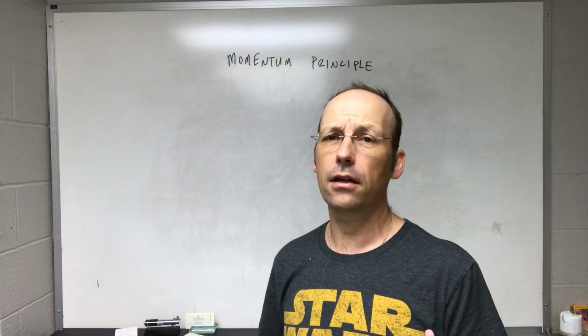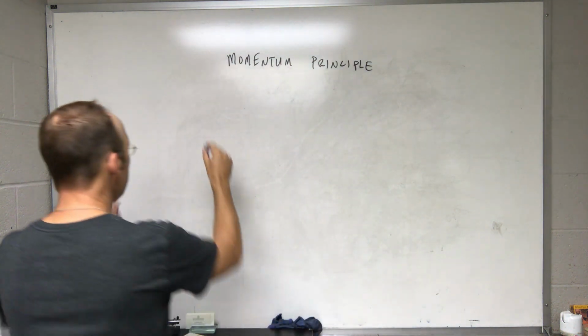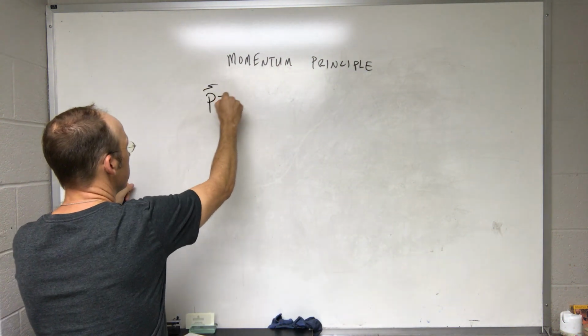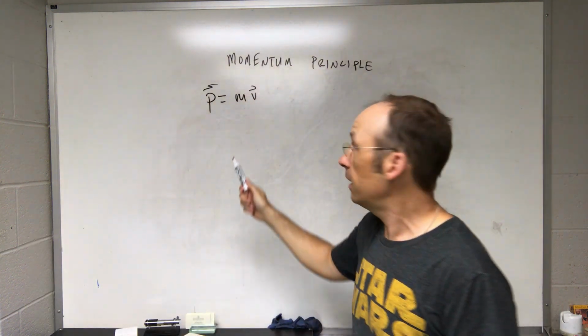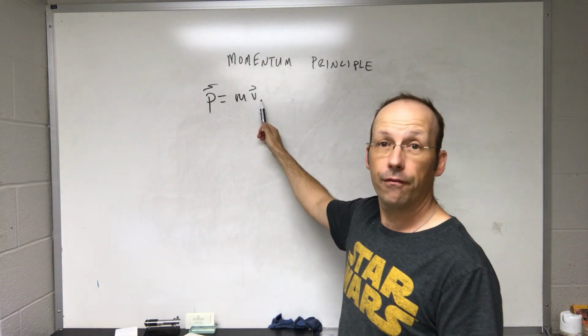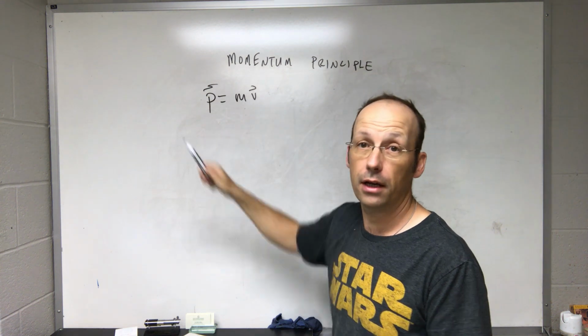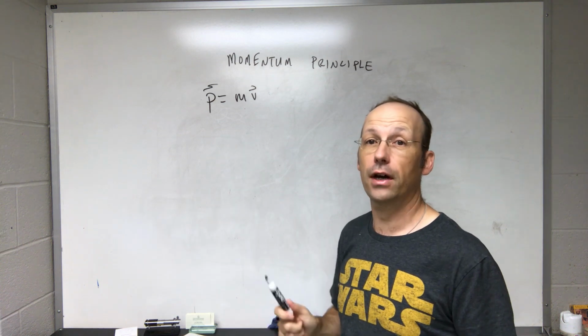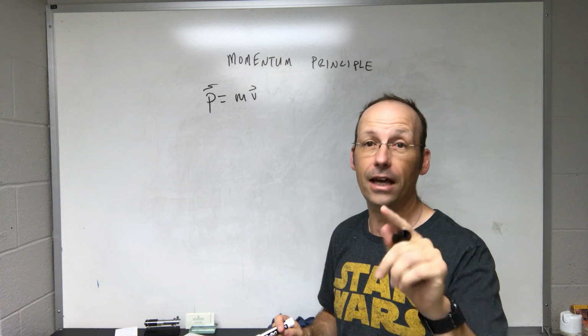So the first thing we need to consider is the idea of momentum. So we can define momentum. Momentum is the product of mass and velocity. And velocity is a vector, and mass is a scalar. So when you multiply those together, you get a vector. So momentum is a vector, and this is what changes when you exert a net force on something.